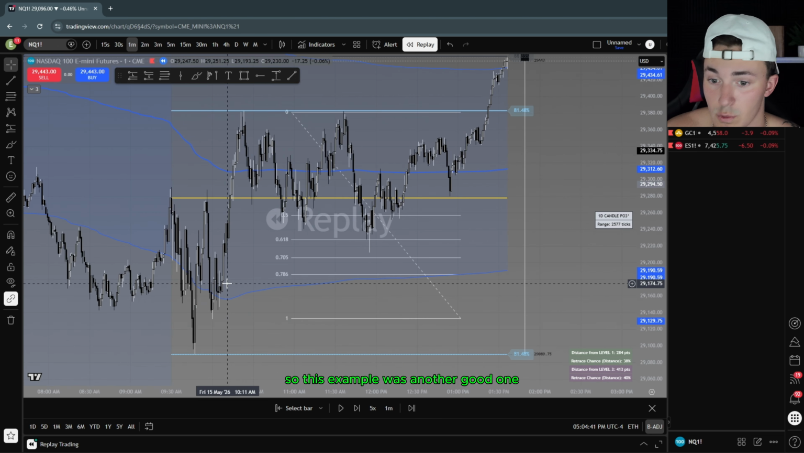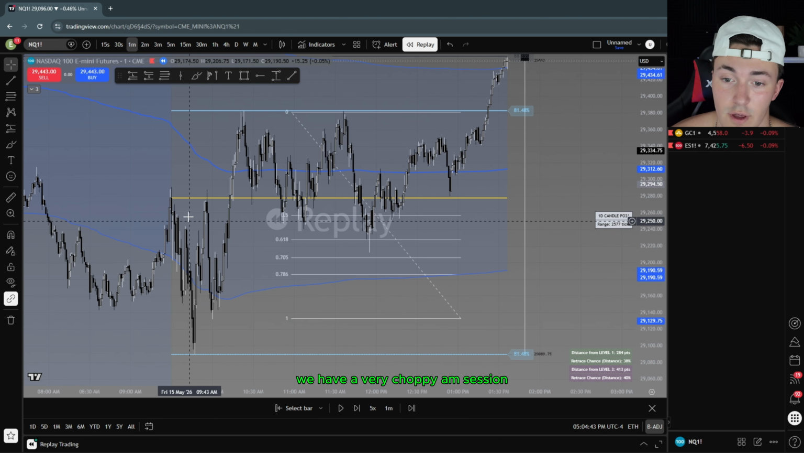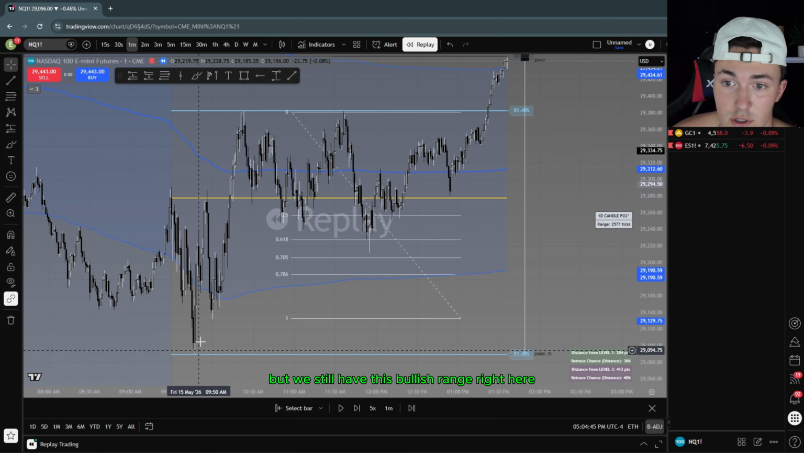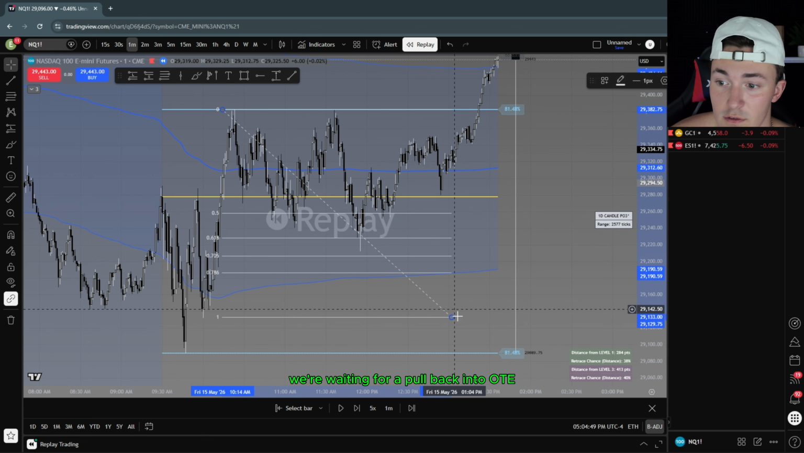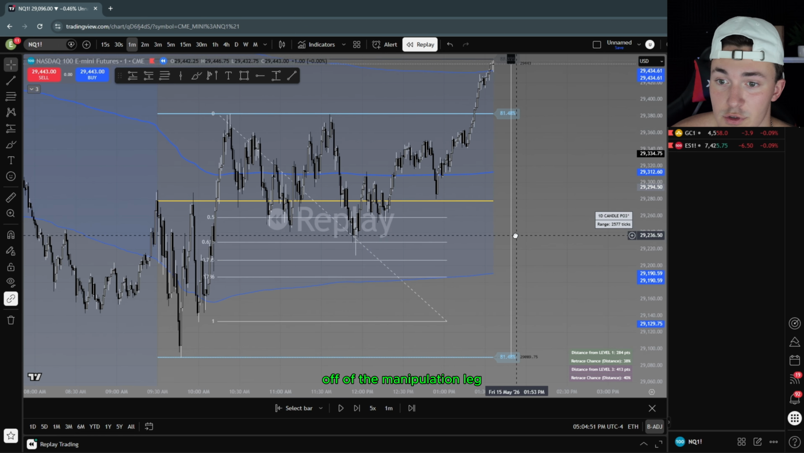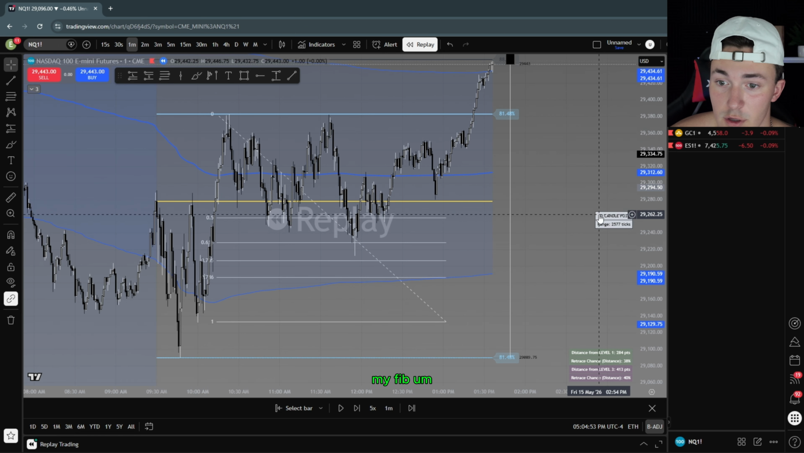So this example was another good one. We have a very choppy AM session, but we still have this bullish range right here. What are we waiting for? We're waiting for a pullback into OTE off of the manipulation leg. So this is where I marked out my fib.